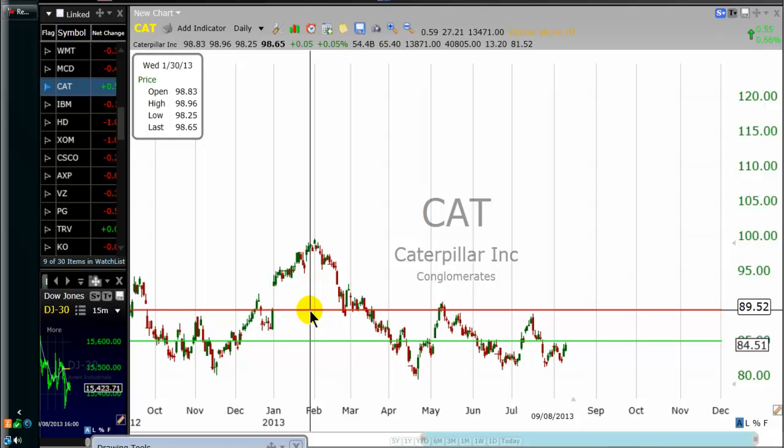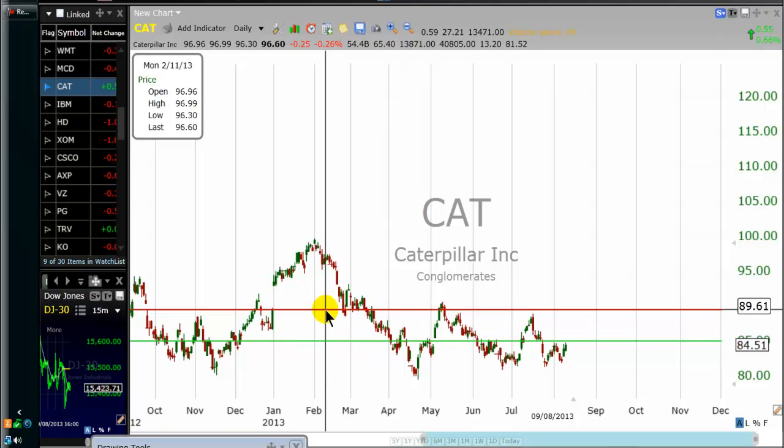So, the long-term equilibrium price level for Caterpillar, take notes, 8952. All right. Now, the short-term equilibrium price level for Caterpillar is 8511. Let's go back again. This is the long-term equilibrium price level, and this is the short-term equilibrium price level. The green line is 8511.